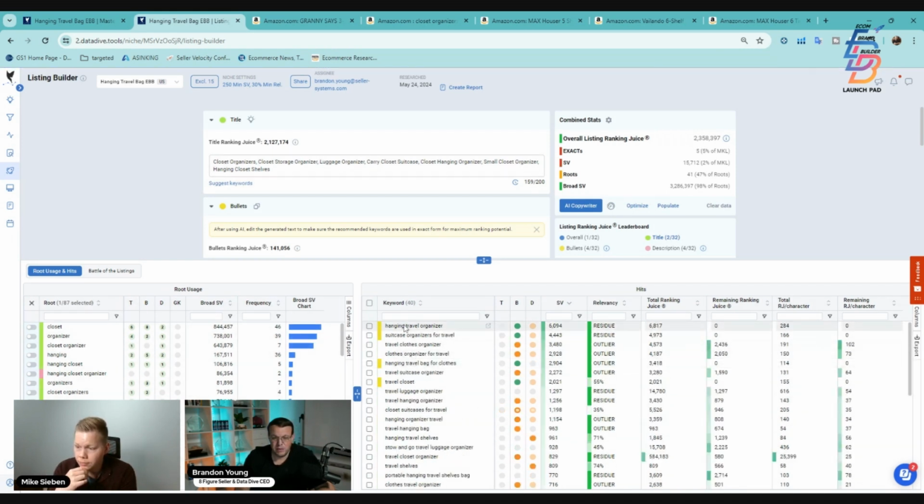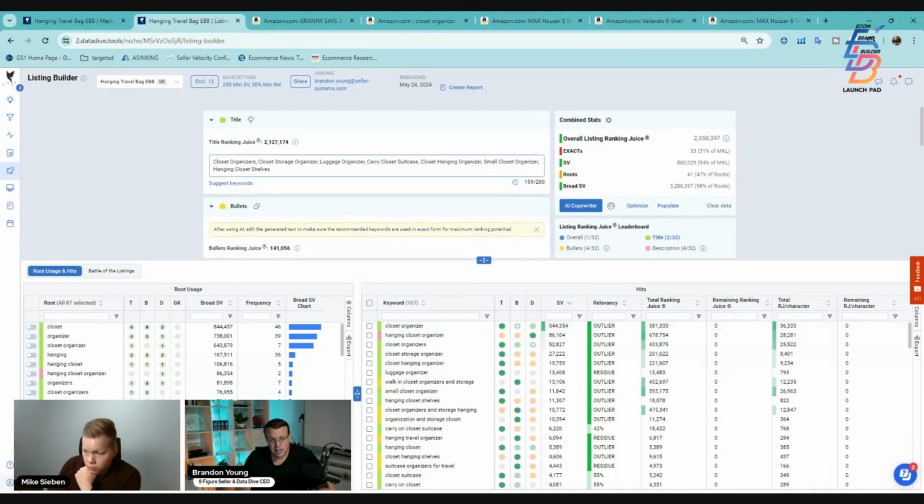Right. And now we've got hanging travel organizer, which is a little bit longer than some of these others. So what I want to do is get travel organizer into the title instead of the bullets, because you are travel first with this variation, as my understanding. That's right. So your closet storage organizer, as big of a keyword as this is, it's massive.